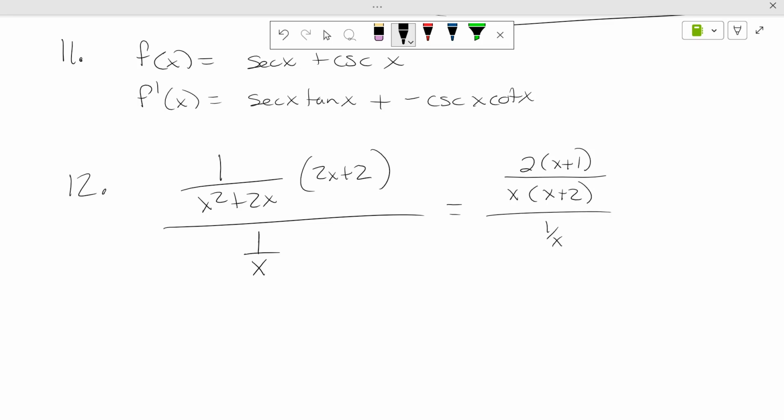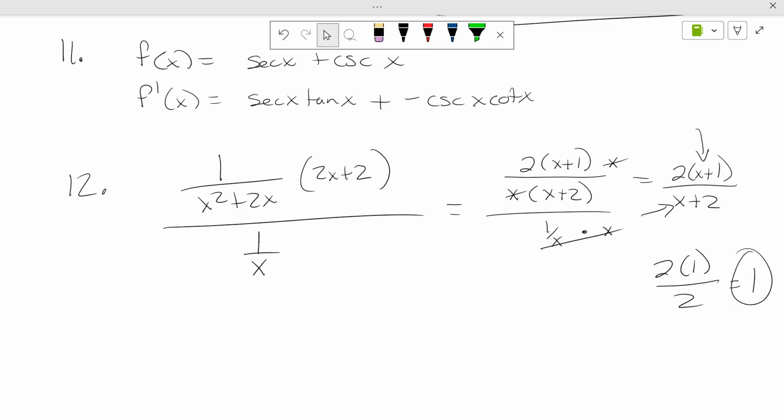So how do I get rid of my 1 over x? Multiply by x in the numerator and up here. So these x's cancel here. And guess what? This x and this x cancel. So I get 2 times x plus 1 over x plus 2. Now if I put in my 0, it's 2 times 1 over 2, which is 1, which is choice C.